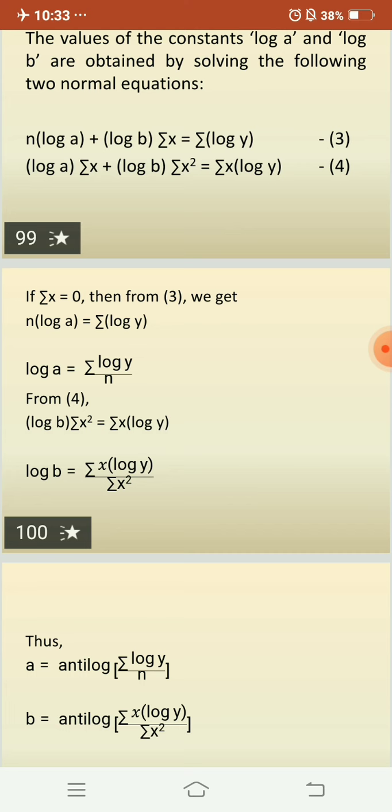Okay, at that time you get log b equals summation x into log y, where log b equals summation x into log y divided by summation x square. That much only. Just interchange. If you are calculating log a and log b here, applying summation x equals 0, you get log a equals summation of log y divided by n, and log b equals summation x into log y divided by summation x square.